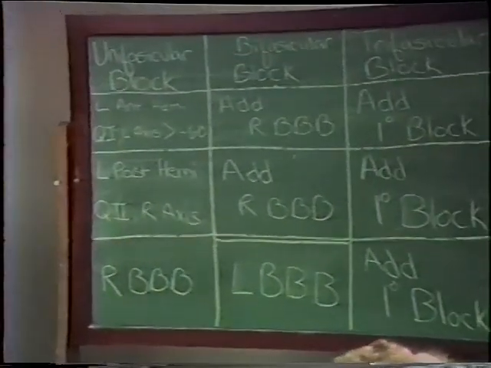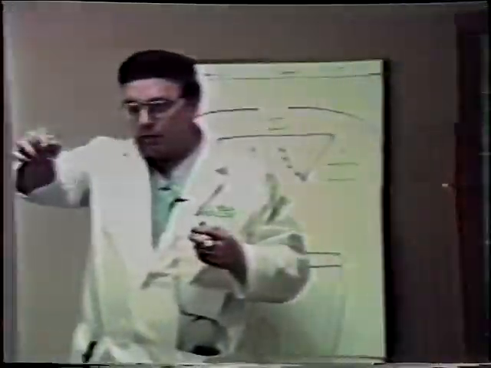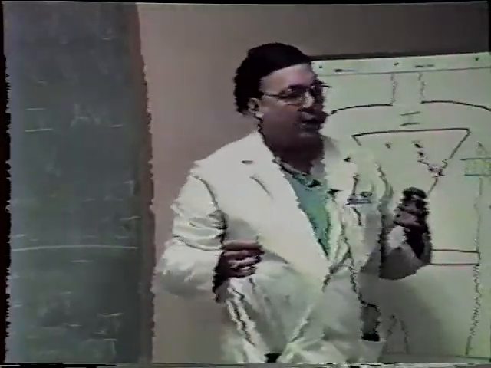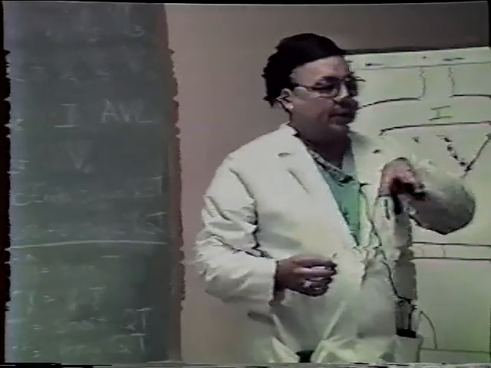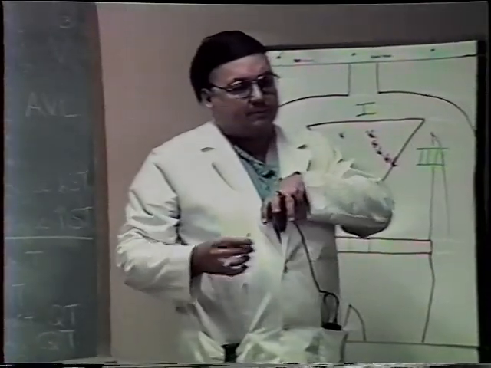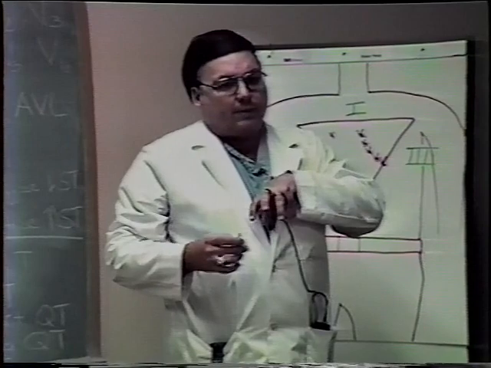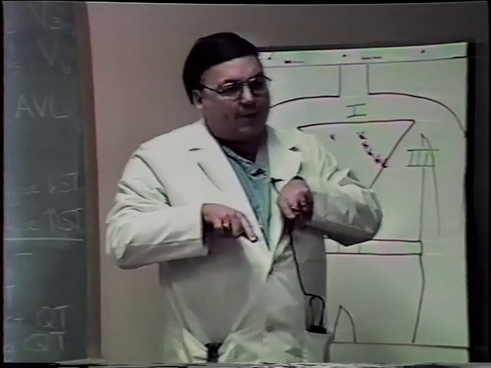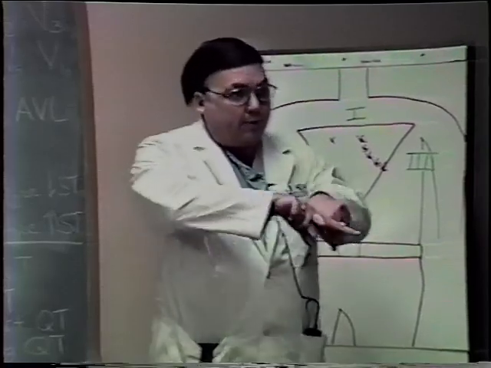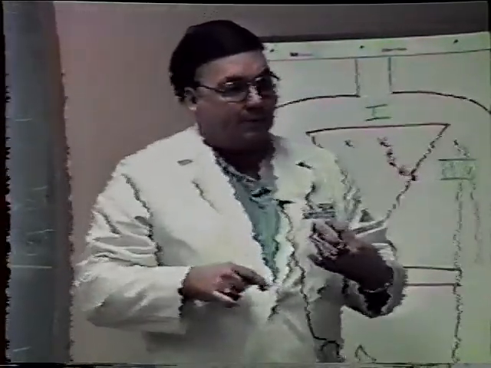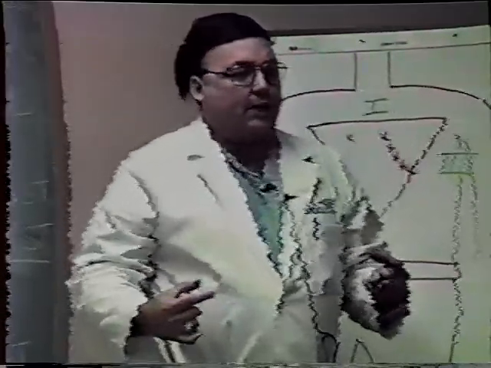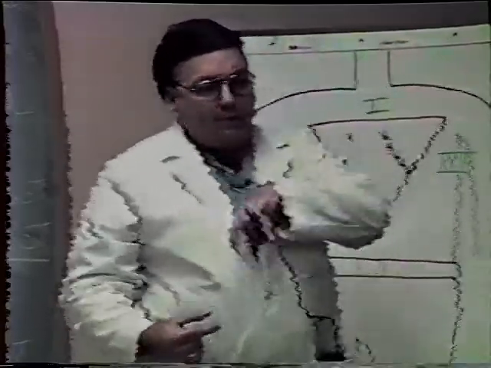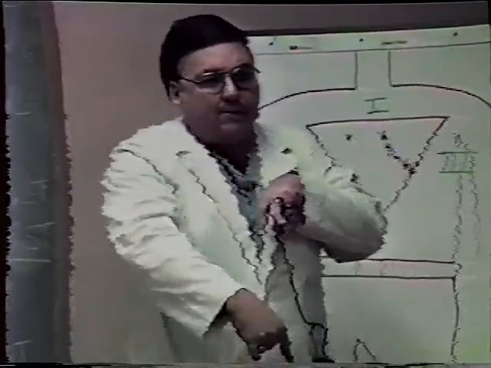What are hemiblocks? Well, I'm going to show you some pictures a little bit later on showing the fascicles of the heart. You have three fascicles coming off the AV node. The left fascicle branches out. It's two fascicles. So the left bundle goes into an anterior branch and a posterior branch. And the right bundle goes down to the Purkinje fibers also. So three fascicles from the AV node to the Purkinje fibers.